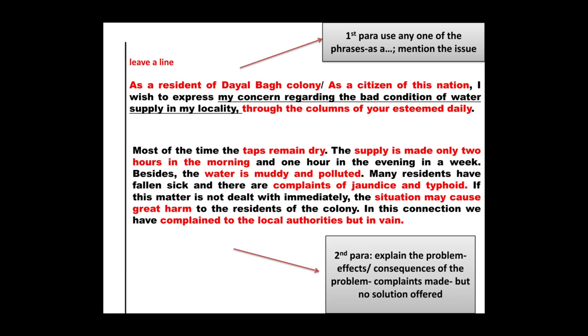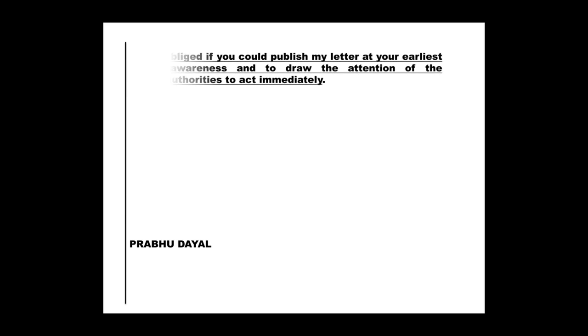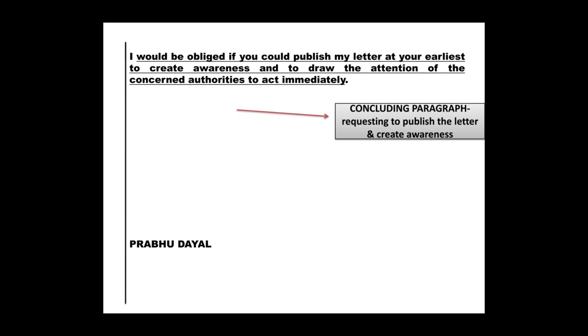In the second paragraph, explain the problem, the effects or the consequences of the problem, or the complaints made, but no solution to be offered. Then, I will be obliged if you could publish my letter at your earliest to create awareness and to draw the attention of the concerned authorities to act immediately. So, this is the third paragraph, that means the concluding paragraph, in which you are requesting to publish the letter and create awareness about it.